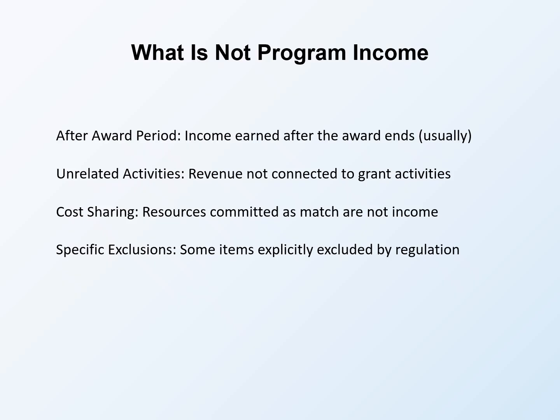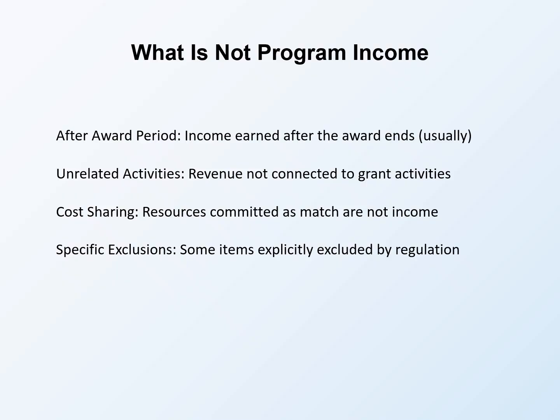Understanding what does not constitute program income helps you classify revenues correctly. Several categories of revenue typically fall outside the program income definition. Income earned after the award period ends is generally not program income. The definition specifies income earned during the period of performance. Once your award concludes, subsequent revenues from related activities typically are not subject to program income requirements, though program-specific terms may vary.